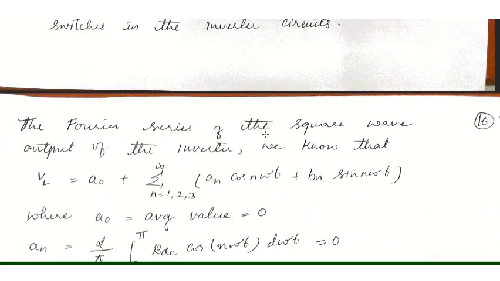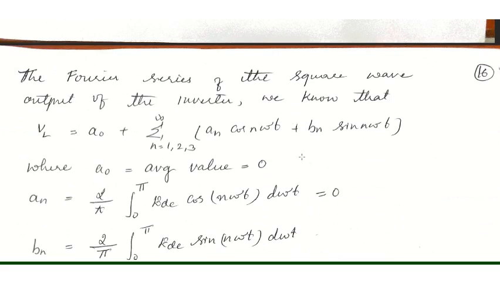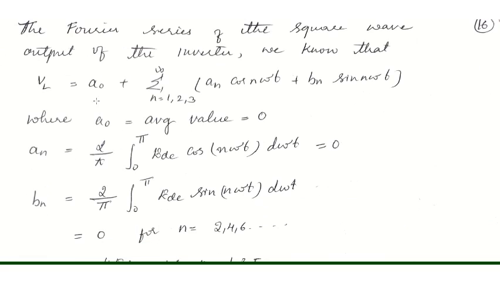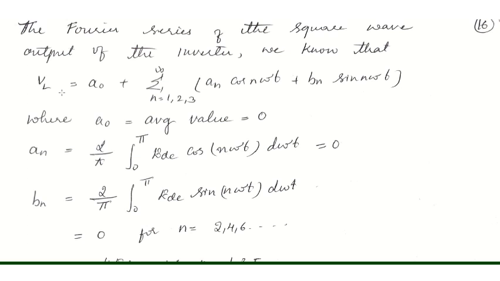So the Fourier series of this square wave, we have already discussed in the previous class. You can write the Fourier series using this expression, where VL, nothing but V naught, is equal to A naught plus summation n equal to 1 to infinity of A n cos n omega t plus B n sin n omega t, right? Where A naught is your average value. Average value for a square wave will be 0 because it is a symmetric signal. So average value will be 0.